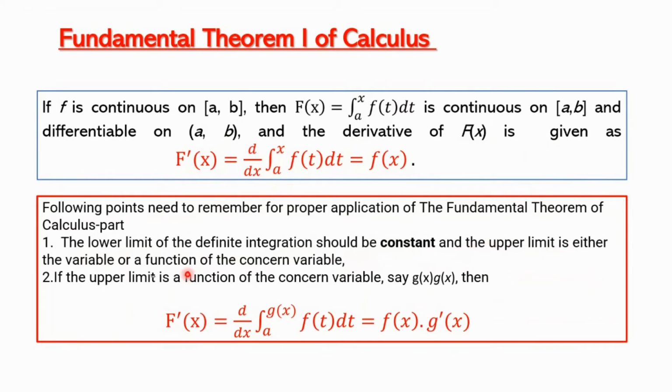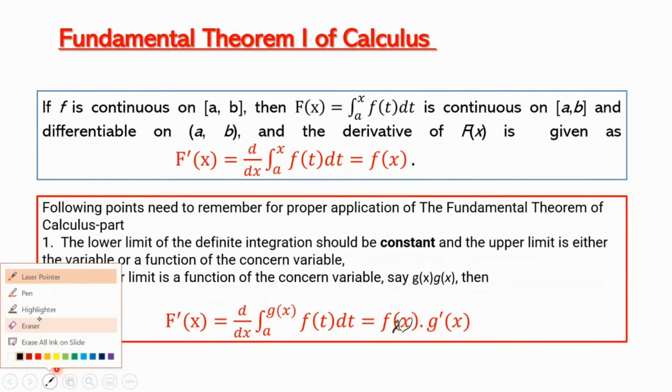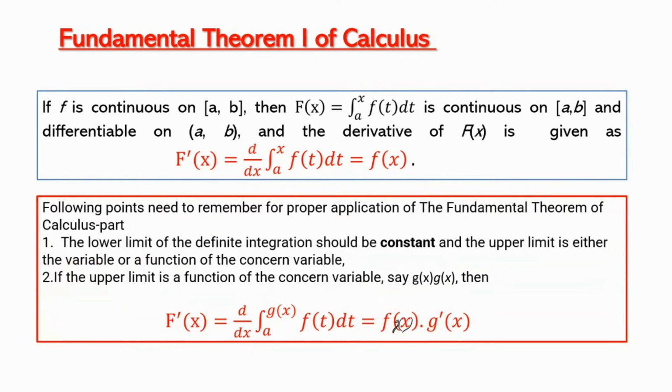So the upper limit is either the variable or a function of the variable. If the upper limit is a function, meaning it is not x but some function of x, then we have to find the derivative like this: F'(x) equals d/dx of the integral from a to g(x) of f(t) dt. So it will be f of g(x) and then the derivative of g.